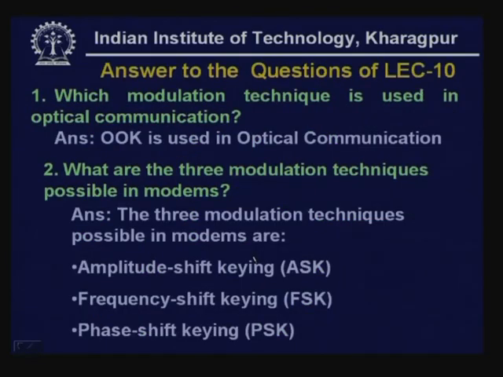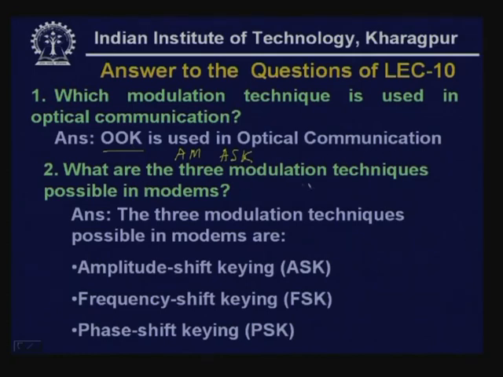And here are the answers to the questions of lecture 10. First question was, which modulation technique is used in optical communication? As we know, on-off keying is used in optical communication. It is some kind of amplitude modulation technique. It is a special case of amplitude modulation or amplitude shift keying, ASK technique. Amplitude shift keying, which is known as on-off keying, is used in optical communication.